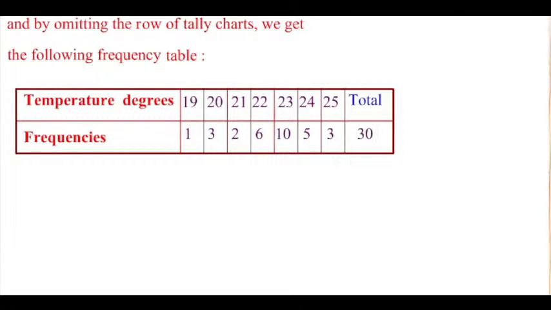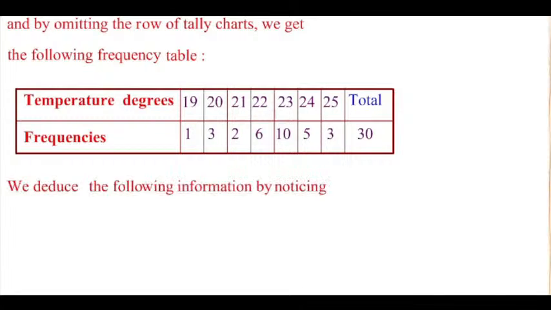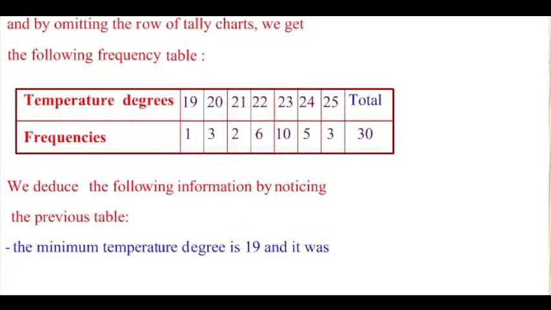The total is 30. We can use the following information by noticing the previous table. The minimum temperature degree is 19, and it was in one day only in this month.